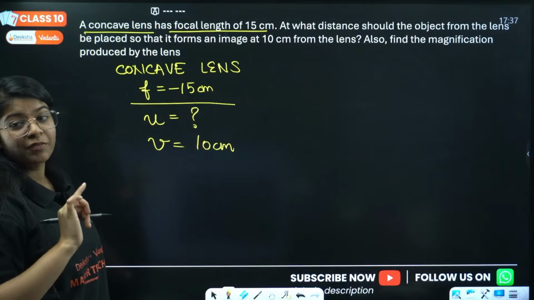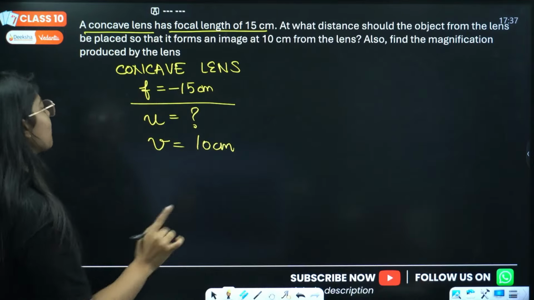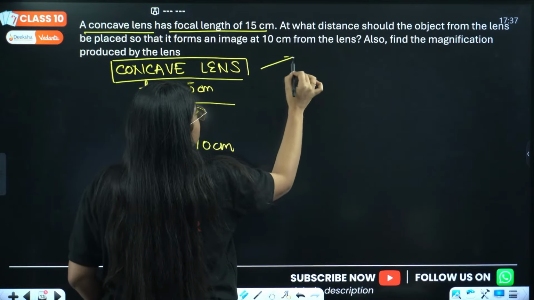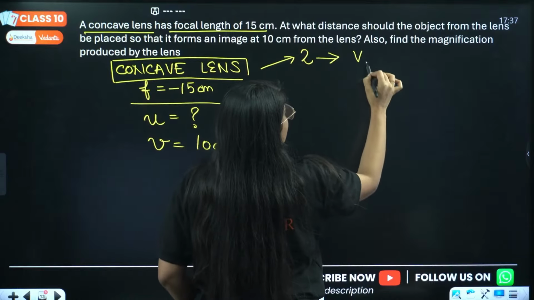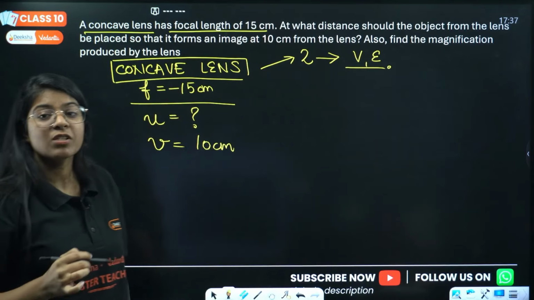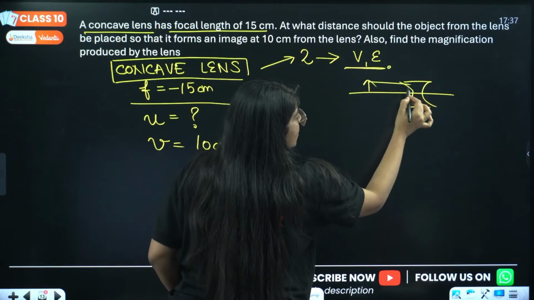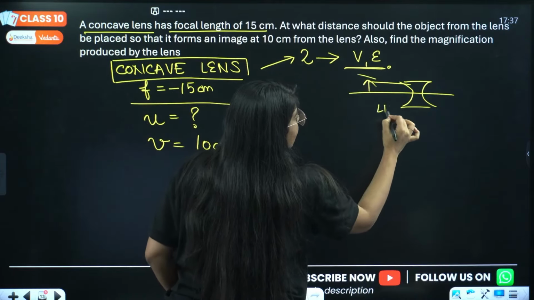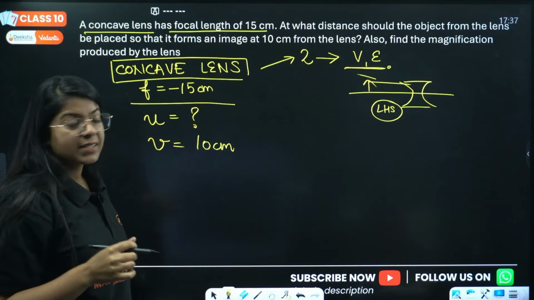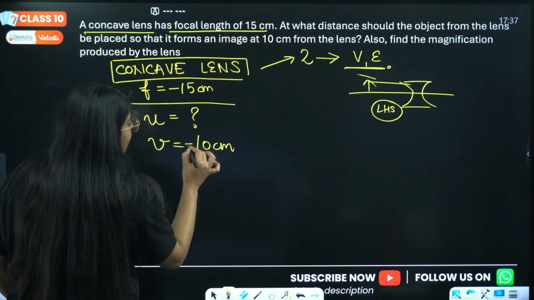We'll decide the sign of v in just a bit. Also find the magnification. See, this is a concave lens. Concave lens has just two cases, that it forms virtual and erect images, right? Concave lens always forms virtual and erect images. This is my concave lens, this is the object. So the image is formed on this side, on the left hand side of the concave lens, right? So this will be negative, right?